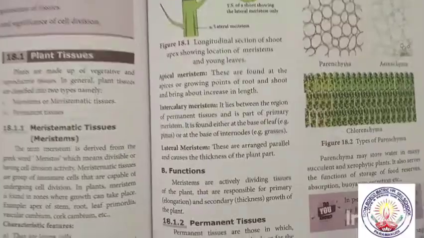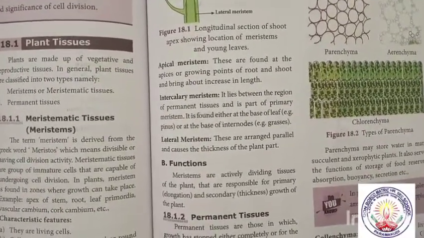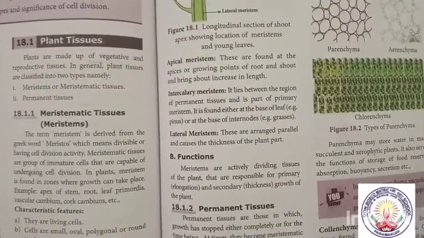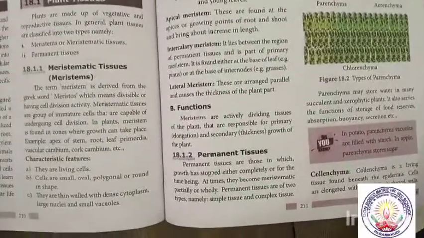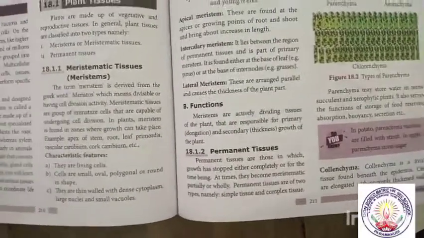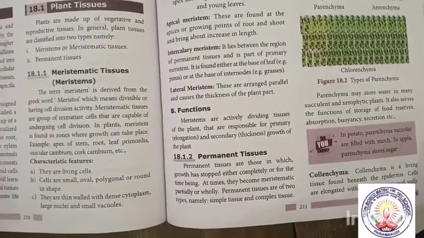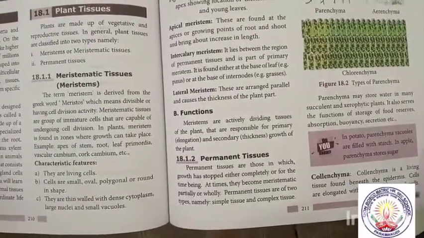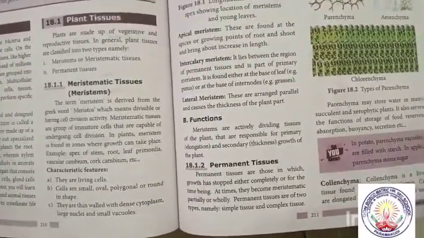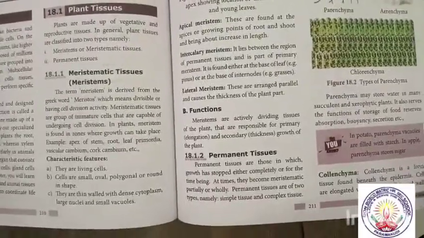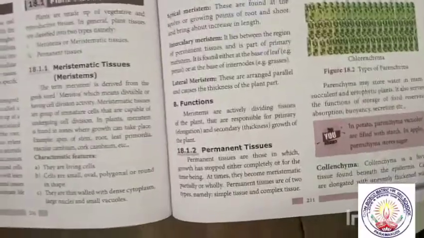Functions. Meristems are actively dividing tissues of the plant that are responsible for the primary and secondary growth of the plant. Permanent tissues. Second type, permanent tissues. Permanent tissues are those in which growth has stopped either completely or for the time being. At times they become meristematic partially or wholly. Permanent tissues are of two types, namely simple tissues and complex tissues.